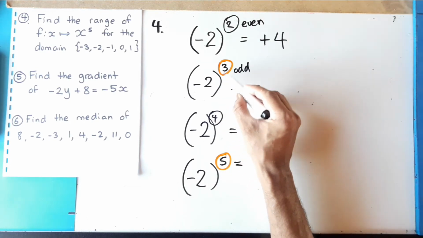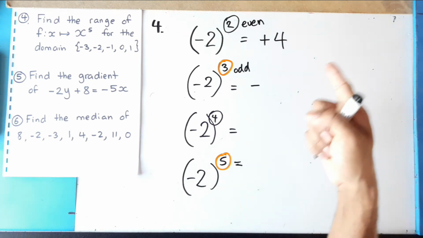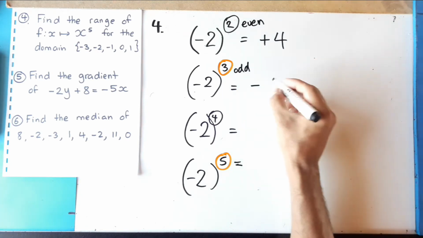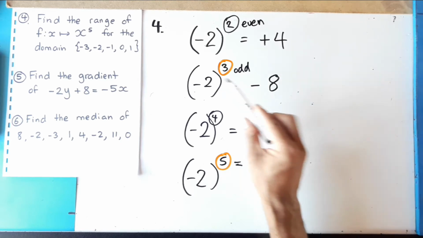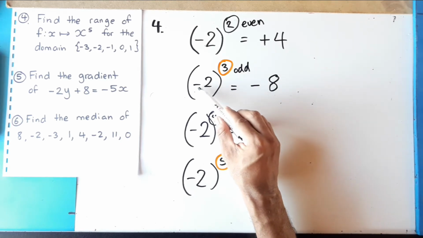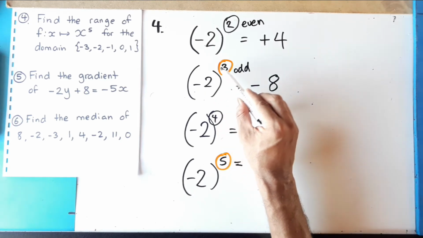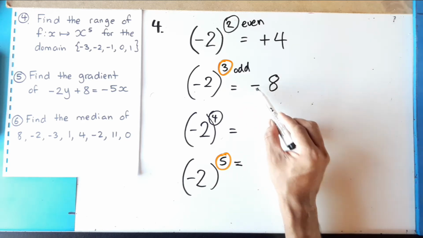Minus 2 to the power 3. Now 2 to the power 3 means 2 multiplied by 2 multiplied by 2. You will get 8. But it's a negative and the power is odd, so you will get -8.